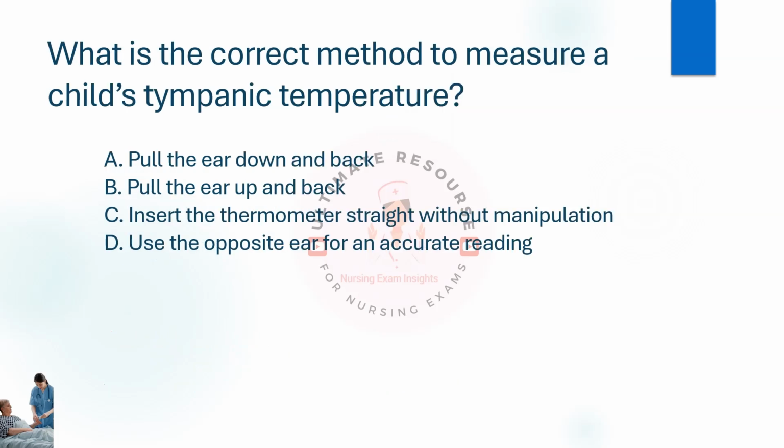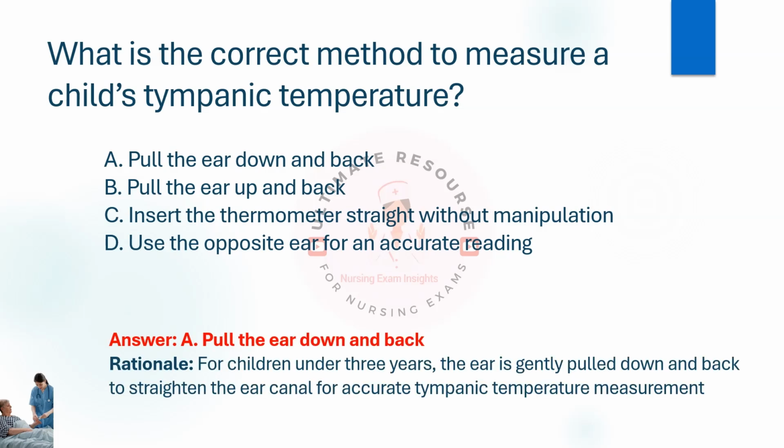What is the correct method to measure a child's tympanic membrane temperature? Options are A, pull the ear down and back, B, pull the ear up and back, C, insert the thermometer straight without manipulation, D, use the opposite ear for an accurate reading. Answer is A, pull the ear down and back. For children under 3 years, the ear is gently pulled down and back to straighten the ear canal for accurate tympanic temperature measurement.